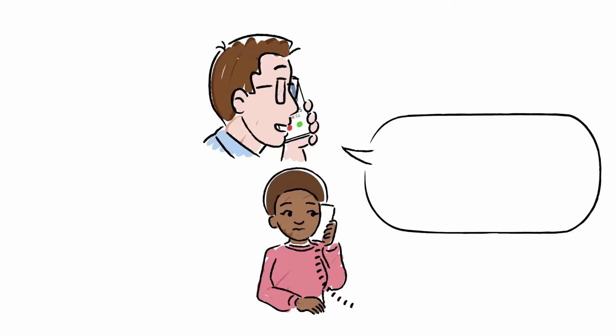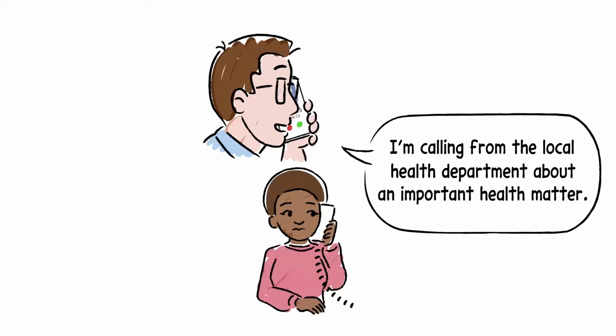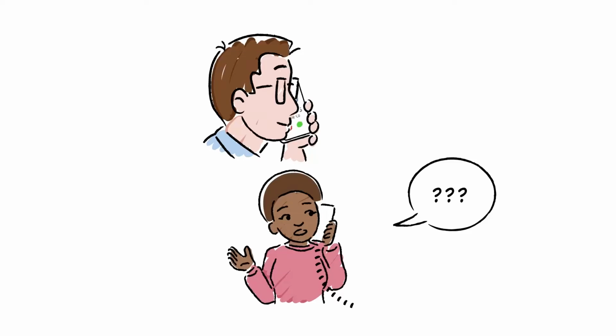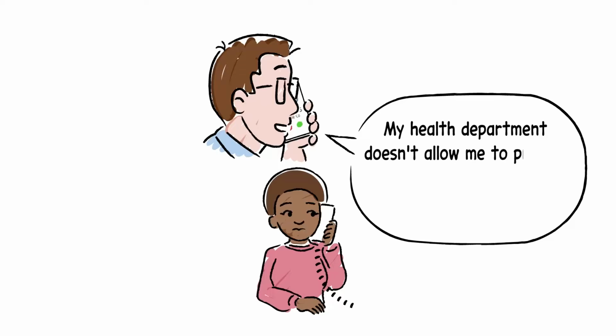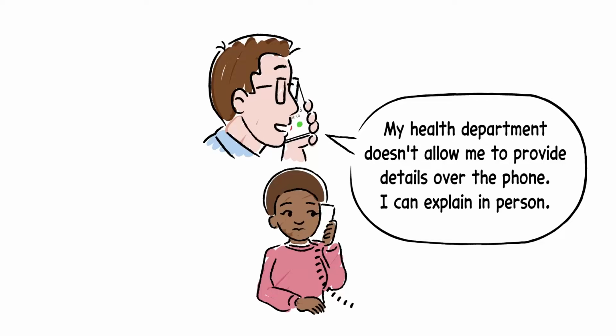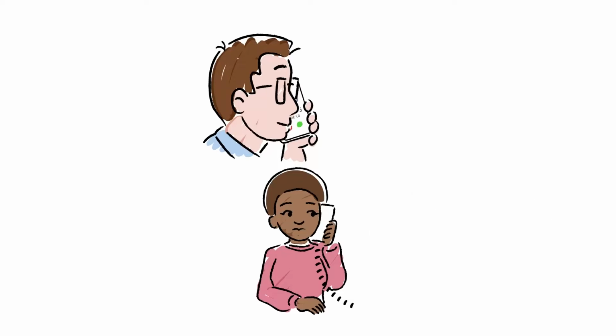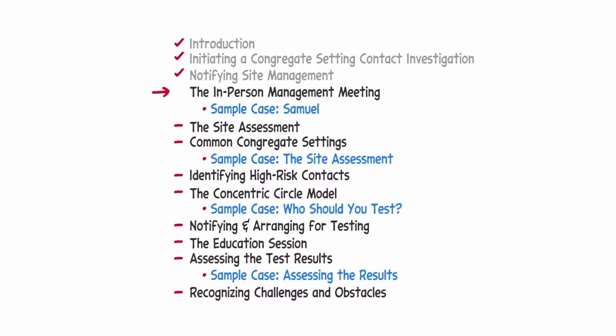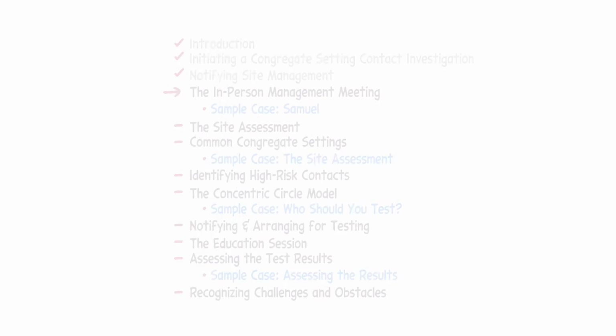You could simply say, "I'm calling from the local health department about an important health matter." If you experience pressure to reveal what the meeting is about, just say, "My health department doesn't allow me to provide details over the phone. I can explain in person." What you say and how you say it can set the tone for your relationship with management. So during this brief introduction, be professional and demonstrate your sensitivity and expertise. Schedule a face-to-face meeting and end the call. The in-person management meeting.